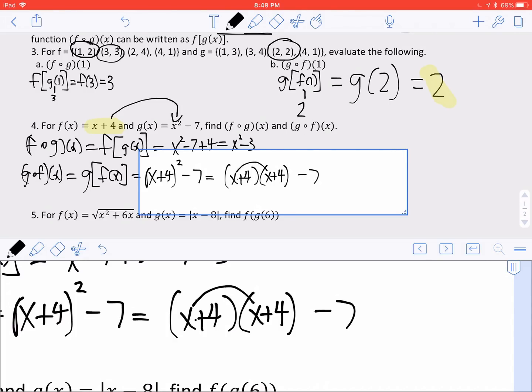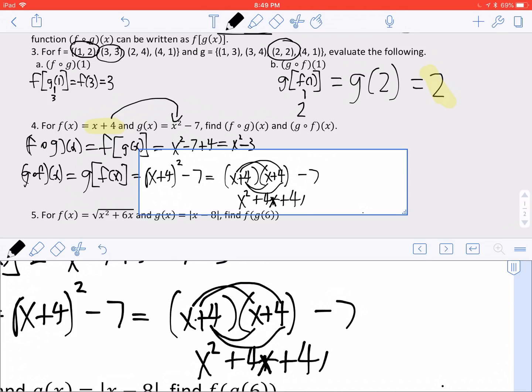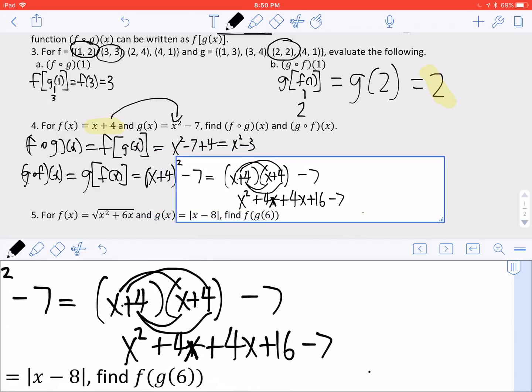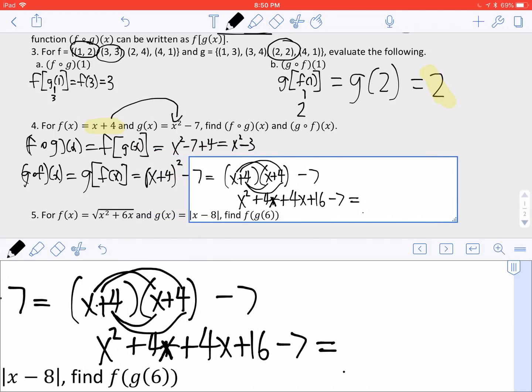Now I'll use my FOIL method to multiply these together, and I get x squared plus 4x plus another 4x plus 16 minus 7. And when we combine our like terms here, we get x squared plus 8x. 16 minus 7 is 9. So plus 9.